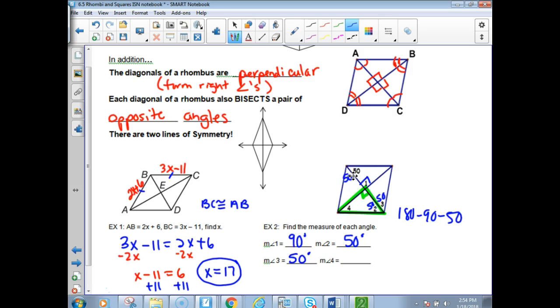The other way is that this is 100 up here, and this would be 80 because they're supplementary. Consecutive angles are supplementary, and 80 divided by 2 is 40. So I don't care how you think about it, you need to get 40 for angle 4. This is 40. 180 minus 90 minus 50, so that's using the triangle angle sum theorem. By the consecutive angles are supplementary, we could have done 180 minus 100, 50 plus 50, and we would have gotten 80, and you could have cut that in half. So this would be 40, this would be 40. All of these are 40.